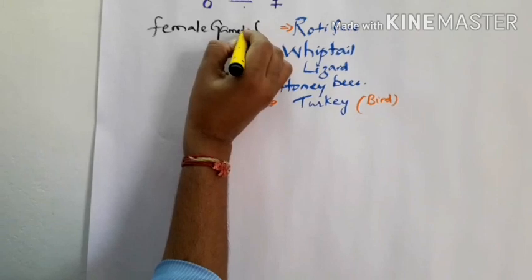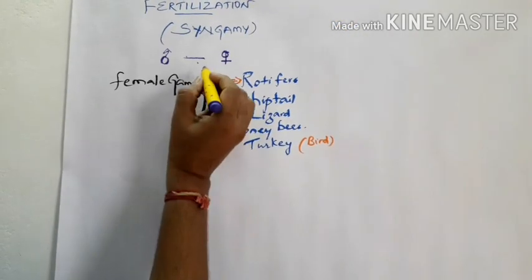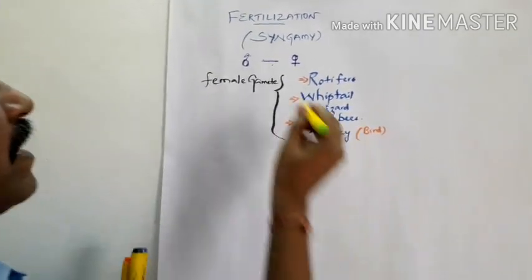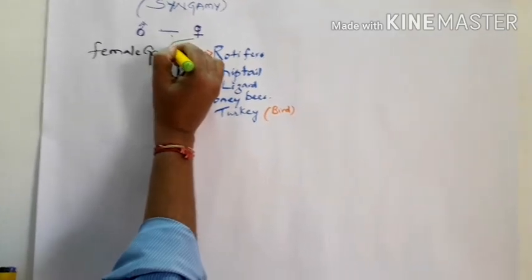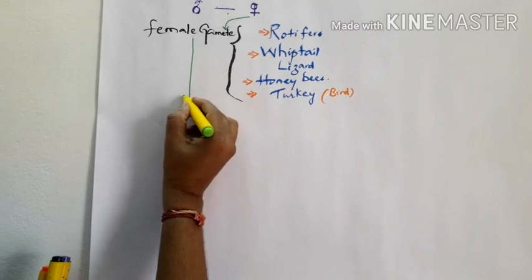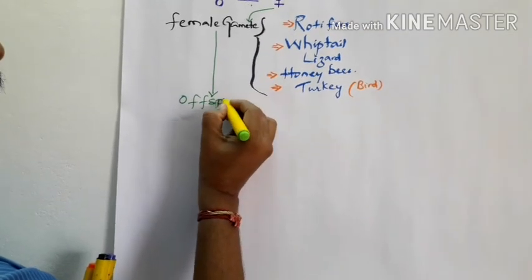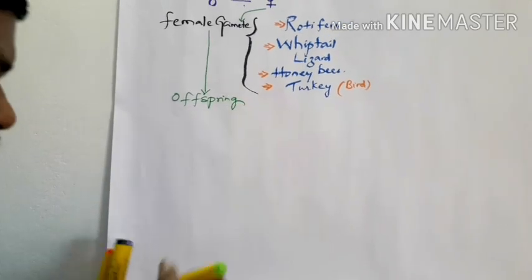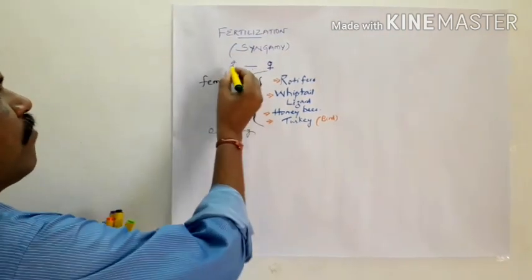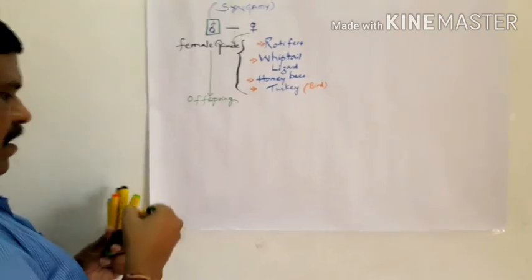Directly from the female gamete, the offspring is formed. So there is no involvement of the male gamete. Male gamete is not involved.